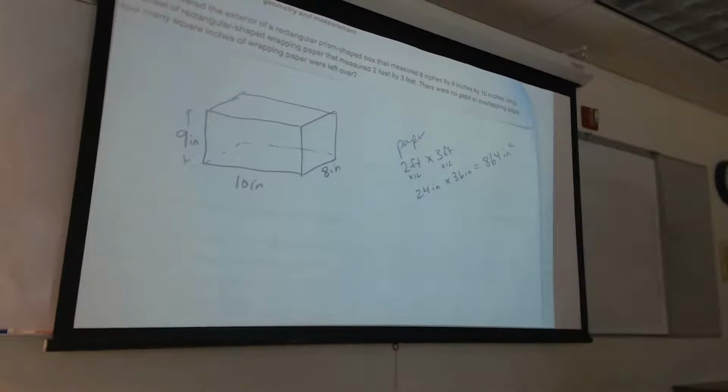I can't use this. Yes, where's the 12 from? Because there are 12 inches in a foot. So we changed our feet to inches.